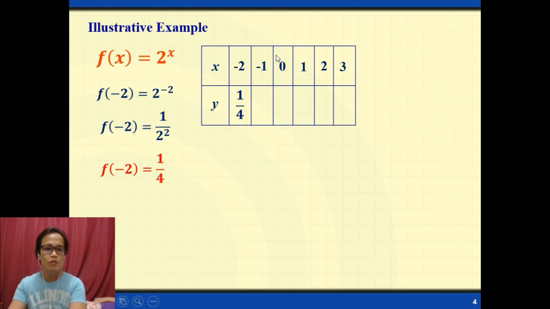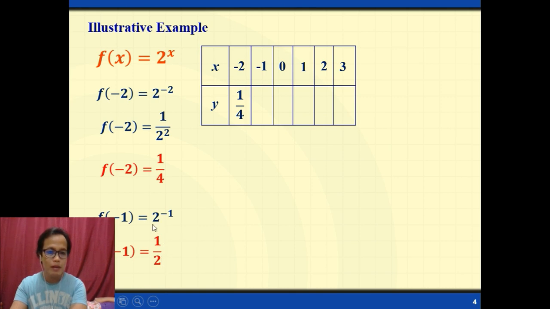Now, let's proceed if our x, or the domain, is negative 1. Substituting to the function, it becomes 2 raised to negative 1. Since the exponent is negative, the same as before, we take the reciprocal. It becomes 1 over 2, or 1 half.